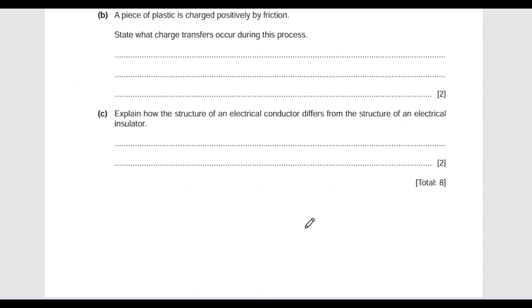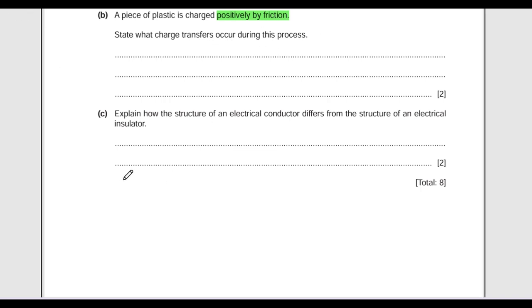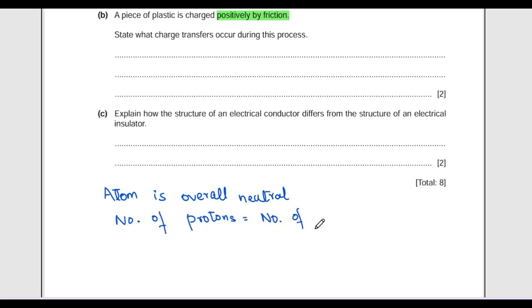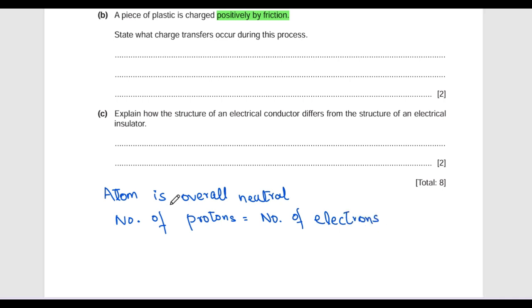Now the next question says a piece of plastic is charged positively by friction. State what charge transfer occurs during this process. For this we need to know a few facts: an atom is overall neutral. Why? Because the number of protons inside it is equal to the number of electrons inside it. That means the amount of positive charge inside an atom is equal to the amount of negative charge inside an atom. So they cancel the effect of each other and overall the atom turns out to be neutral.